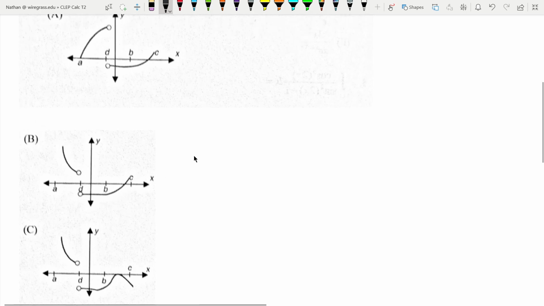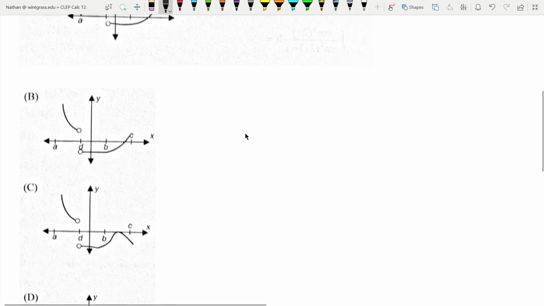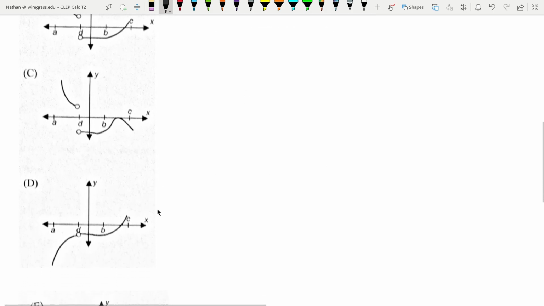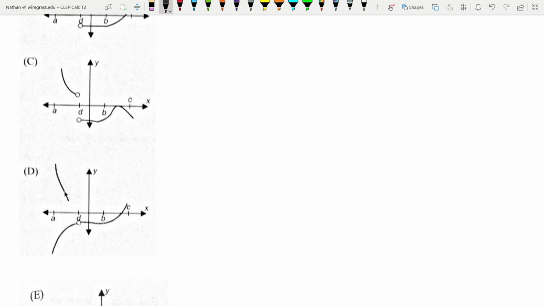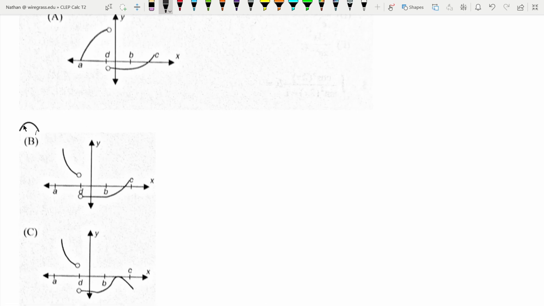Between C and B is where it hits zero, right? This is where it hits zero here, somewhere between B and C. So B looks correct. That's not it. It doesn't continue downward. This one should be up here for some portion, and E is not correct. So yeah, the answer is B.